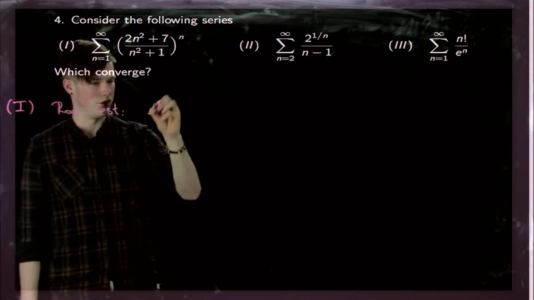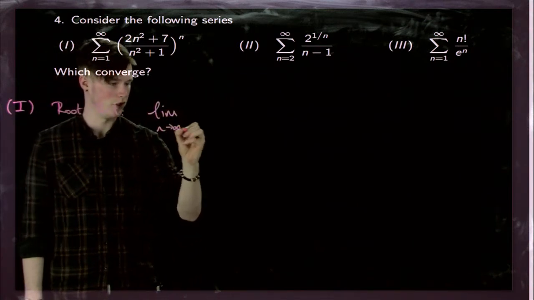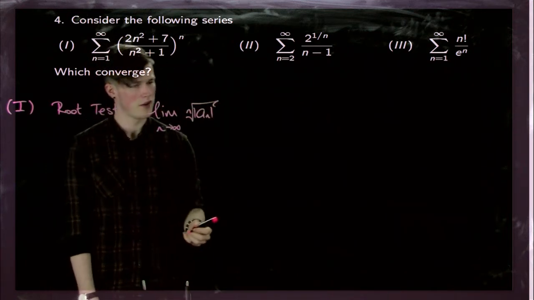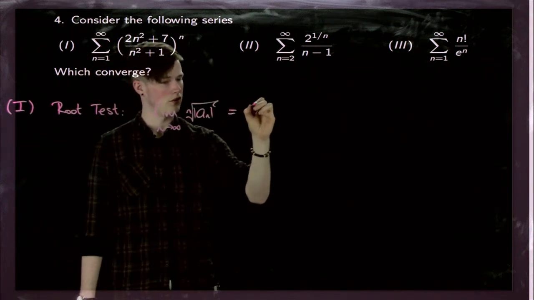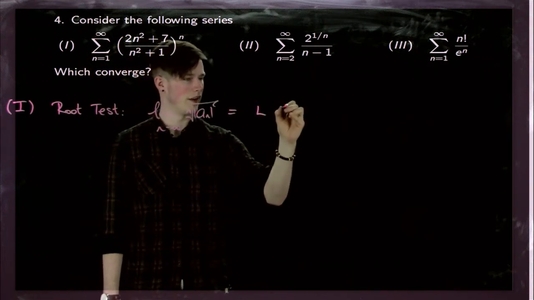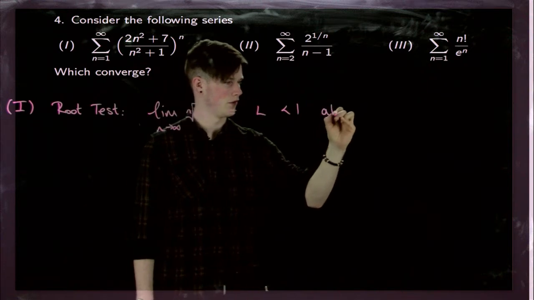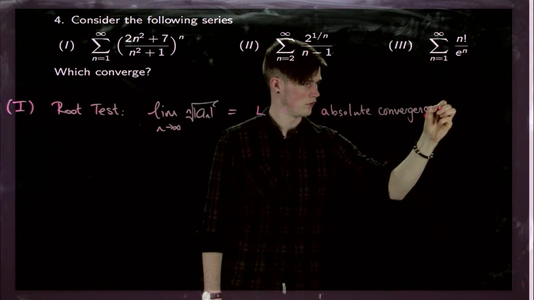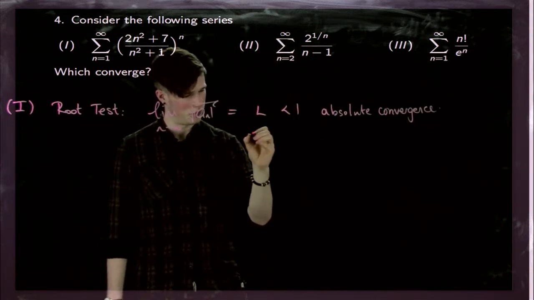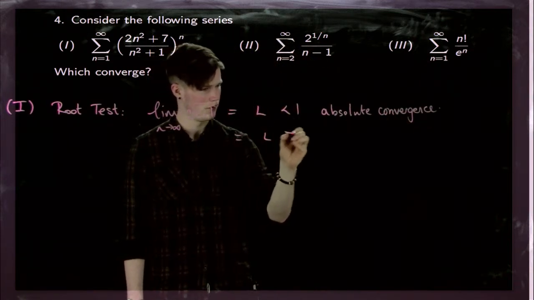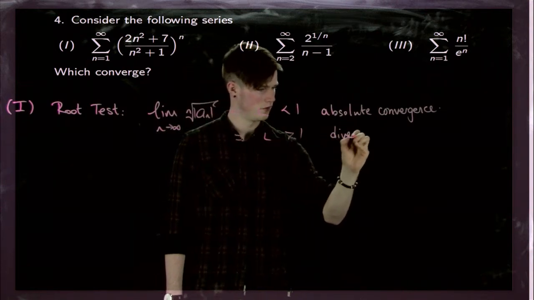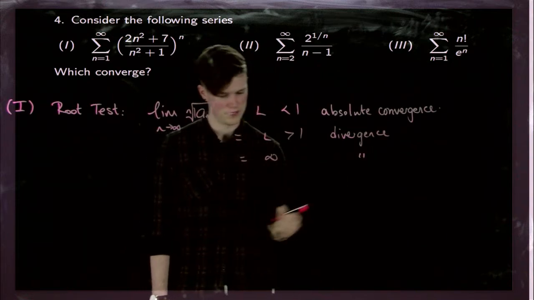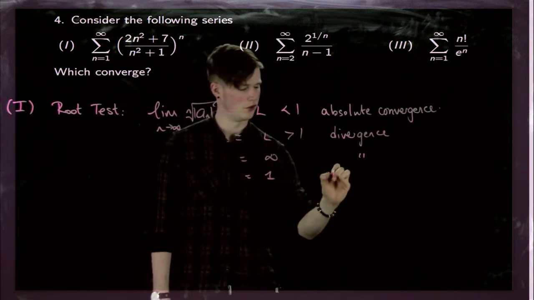For the root test, you consider the limit as n goes to infinity of the nth root of the absolute value of an. If this value equals L, and that's less than 1, we have absolute convergence. If it equals L and is greater than 1, we have divergence. If it equals infinity, again we have divergence. And if it equals 1, it's inconclusive.